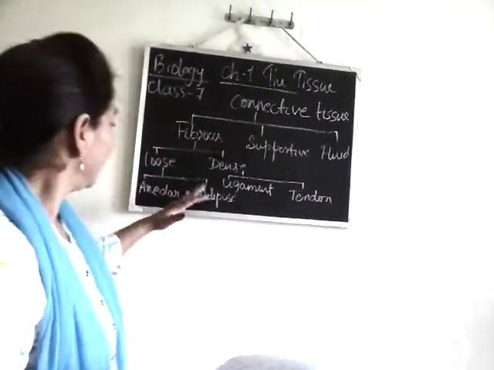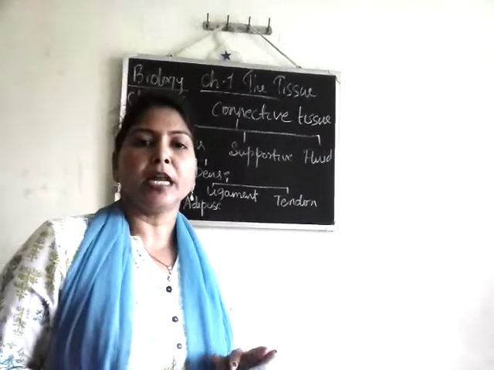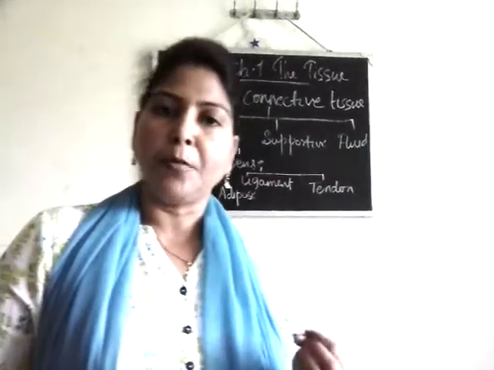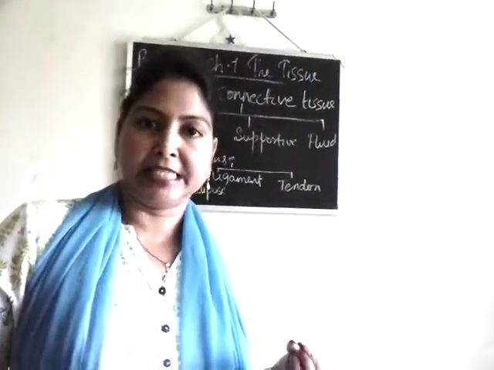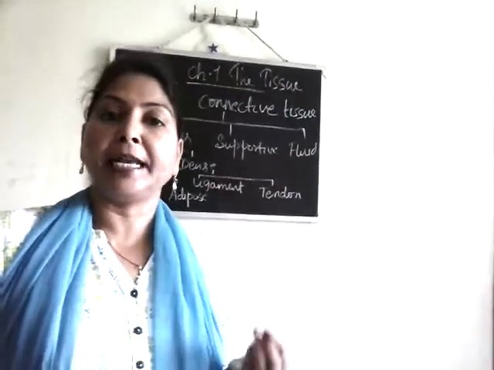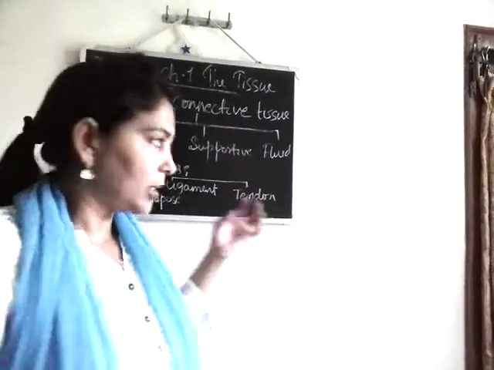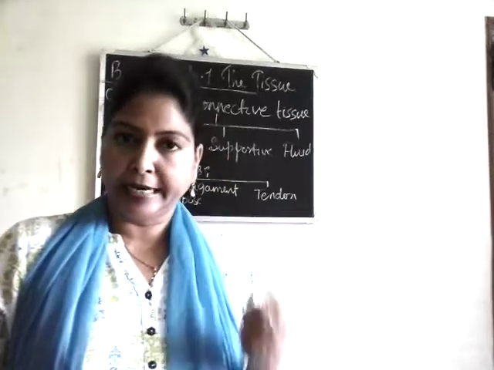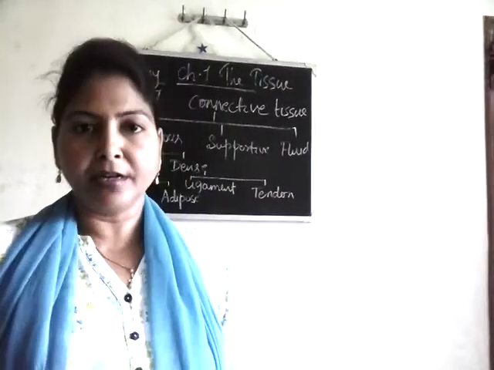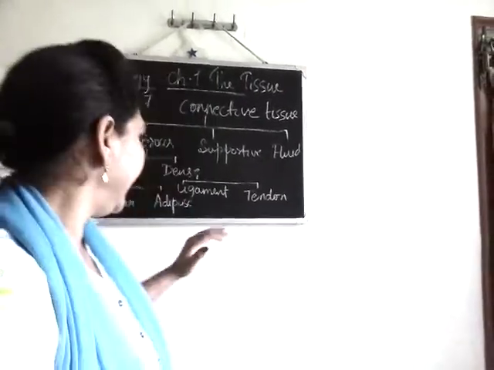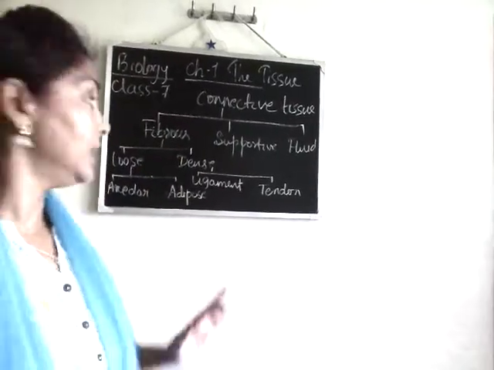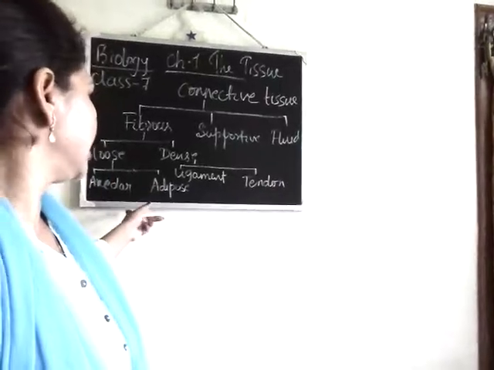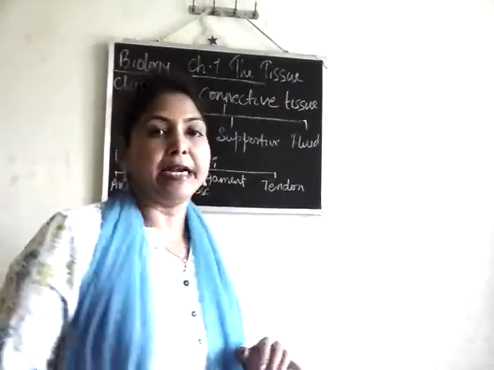Then next is adipose tissue. Now what is adipose tissue? Adipose tissues are basically made up of fat cells. They are also known as adipocytes. Now, what is the function of this tissue? These tissues basically store energy in the form of fat in our body. So here we complete the loose fibrous tissue and the 2 parts of loose fibrous tissue, that is areolar and adipose tissue.